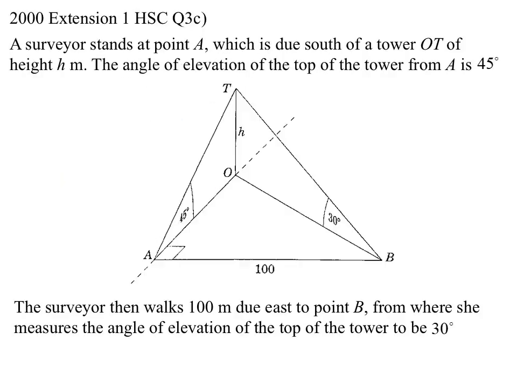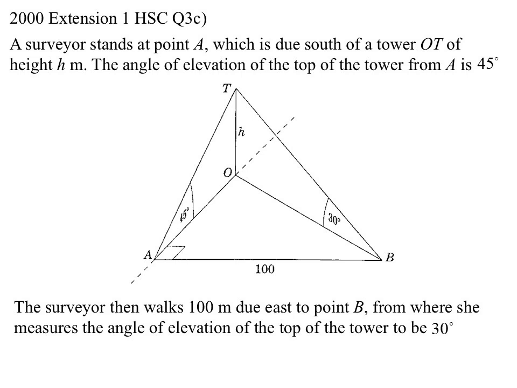Let's have a look at this very old HSC question. The survey is at point A. It's due south of this tower and it has height H. Angle of elevation when they look up at the tower at point A is 45 degrees. But then our surveyor walks 100 metres due east over to B, and then she looks up and the angle is now 30 degrees when we go to the top.